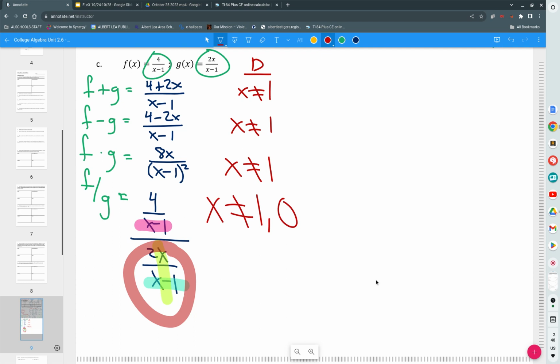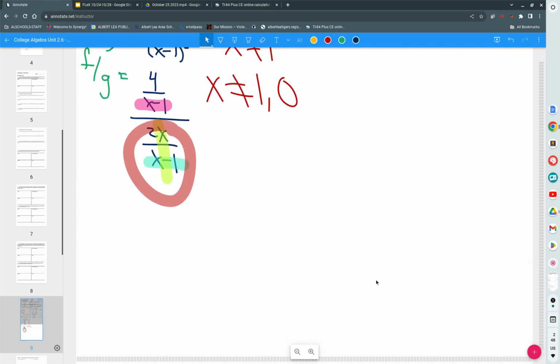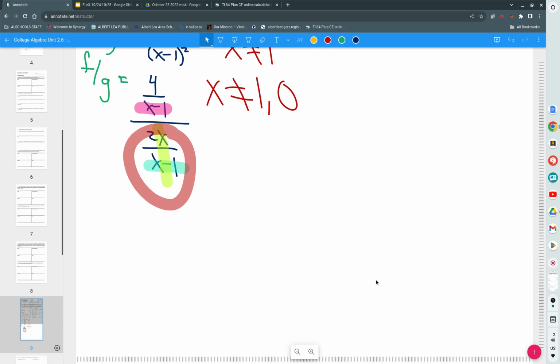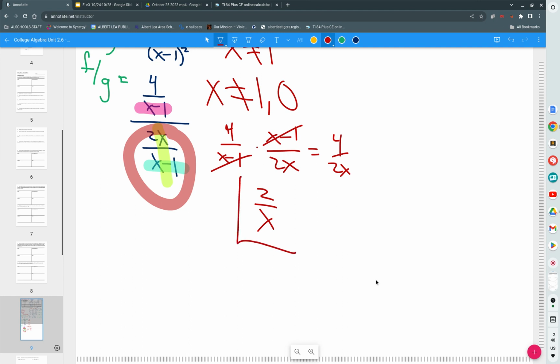You have to consider the domain before you do any simplifying. Now you're like, well, Mr. Gintz, I went ahead and I figured it out. Well, watch what happens if you work it through. 4 over x minus 1, and you're going to multiply by the reciprocal, x minus 1 over 2x. Notice how the x minus 1's go away, and you'll have 4 over 2x, which is the same as 2 over x. If you look at just that, you would say x can't be 0. But you would have forgotten about the 1, wouldn't you? You see that? So you got to think about the domain before you simplify.